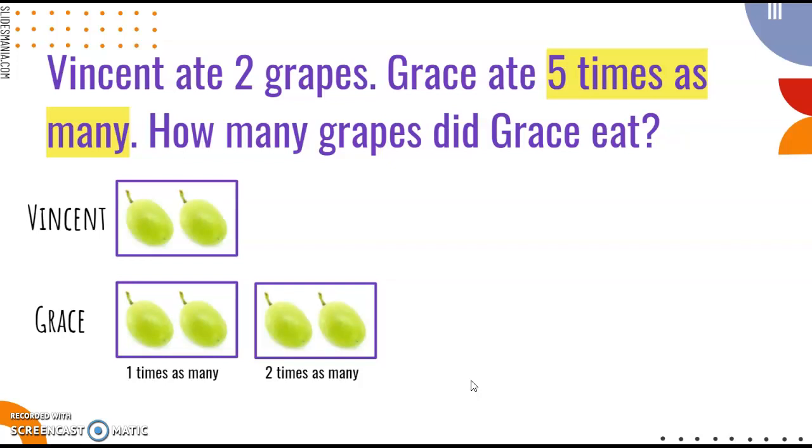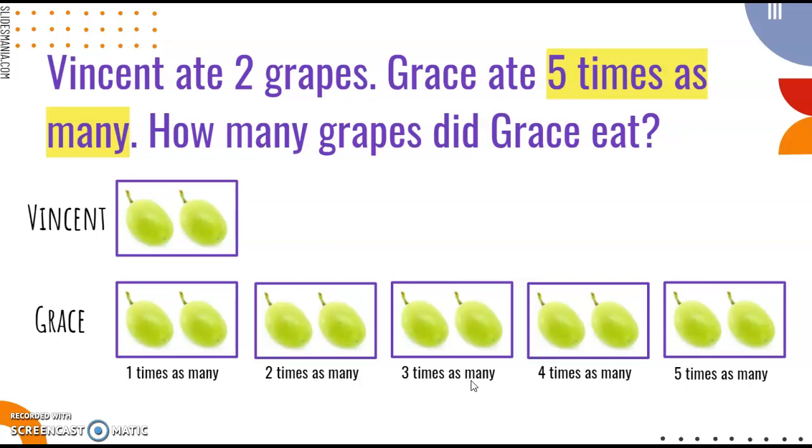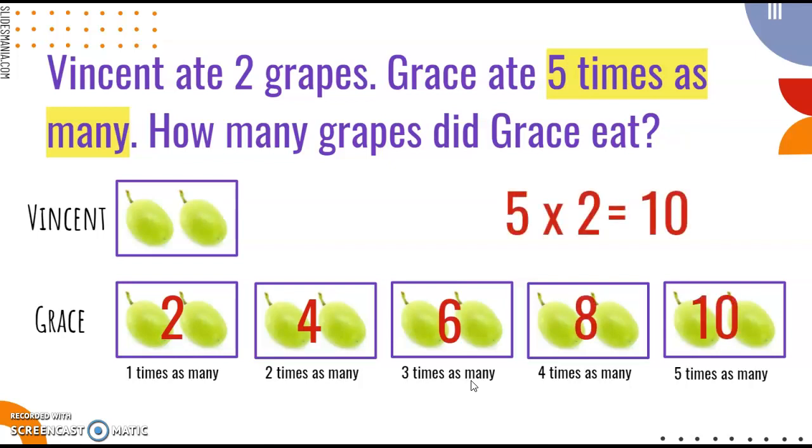Let's keep going. If Grace eats 3 times as many grapes, we have 3 groups of 2 grapes, or 6 grapes. If Grace eats 4 times as many grapes, our model shows 4 groups of 2 grapes. We're almost there. To model 5 times as many grapes as Vincent, we need 5 groups of 2 grapes. To determine how many grapes Grace ate, we can skip count by 2s. 2, 4, 6, 8, 10. Or use the equation 5 times 2 equals 10. Grace ate 10 grapes, which is 5 times as many grapes as Vincent.